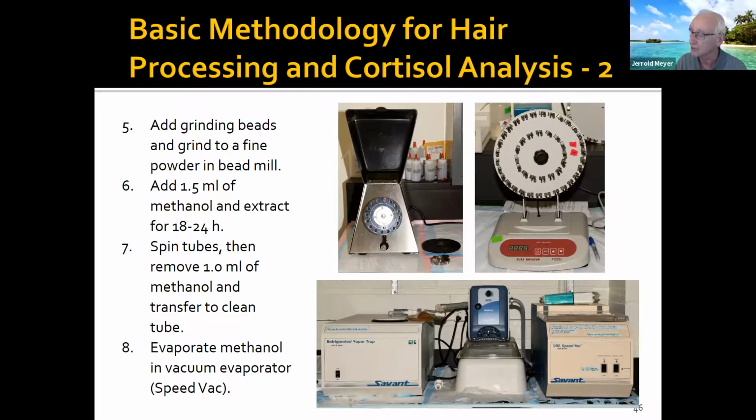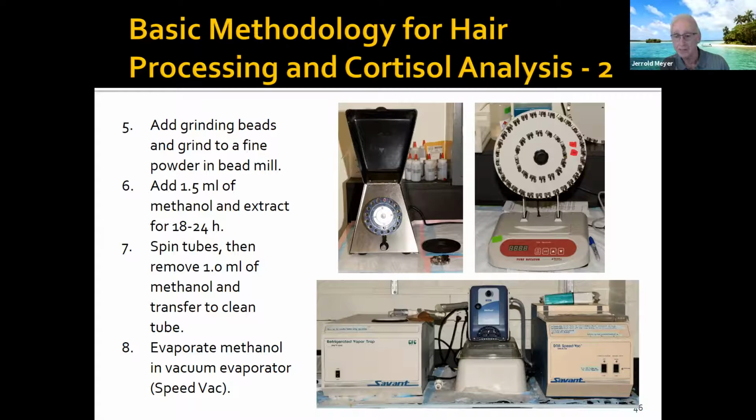For us, with this apparatus and with the beads we're using and with the tubes we're using, it typically takes 3 runs of 2 minutes each to grind the hair reasonably well into a pretty fine powder. Then we want to extract the cortisol. So we add 1.5 ml of methanol, which in contrast to isopropanol, is a much stronger solvent for steroid hormones. And unlike isopropanol, methanol causes the hair to swell.